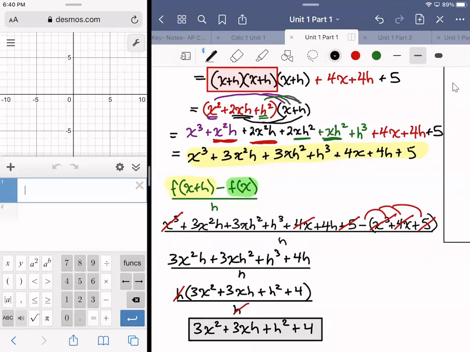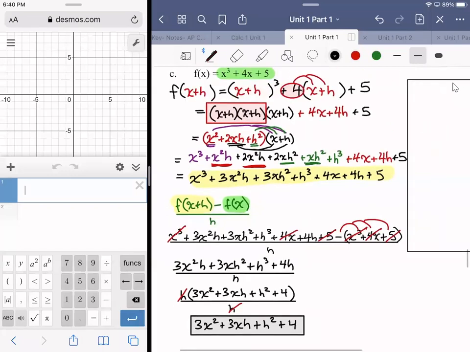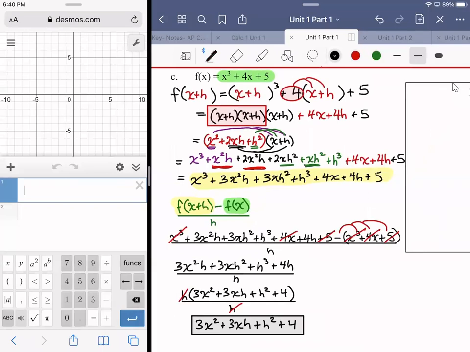All right. And so that would be your solution. And like I said, it's a lot, but it's the same process every time. It's just the algebra that you have to do along the way is a little bit nastier.